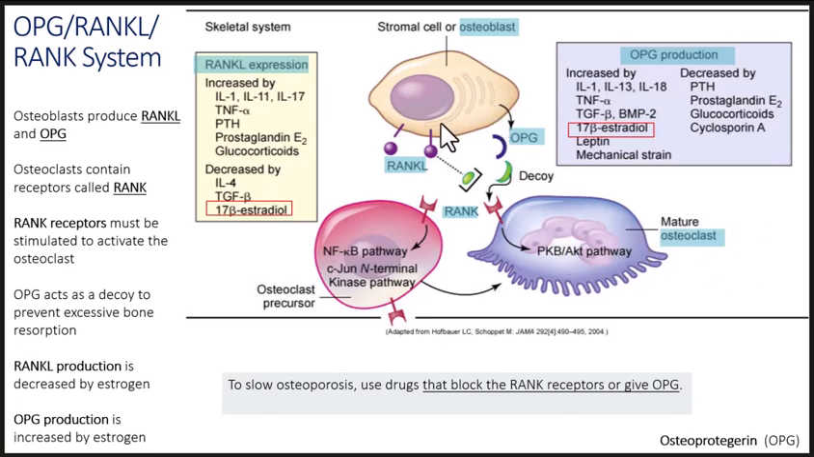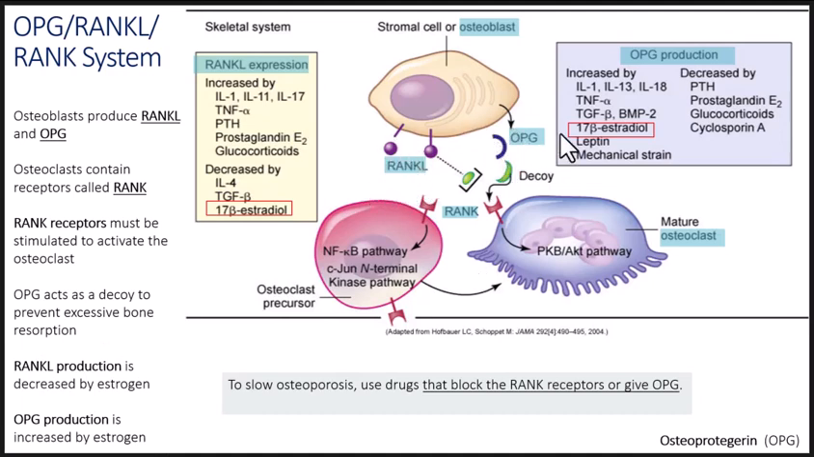By blocking it with this decoy called OPG, we can control the amount of bone resorption occurring by osteoclasts. So again, osteoblasts produce RANKL, which will bind to the RANK receptor on the osteoclasts, stimulating them to resorb or break down bone. But in order to not break down too much bone, OPG, also produced by osteoblasts, is going to act as a decoy and block this receptor so that RANKL cannot bind to it to stimulate osteoclast activity. So this prevents too much bone resorption.